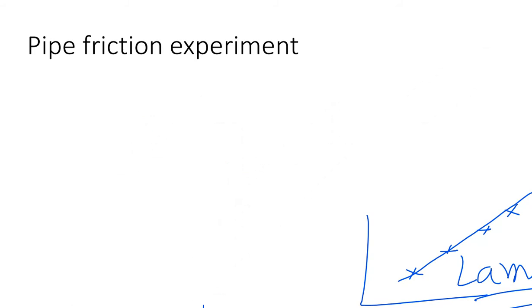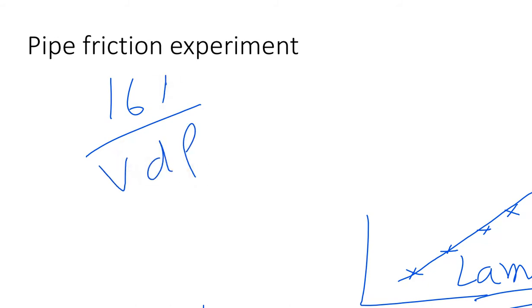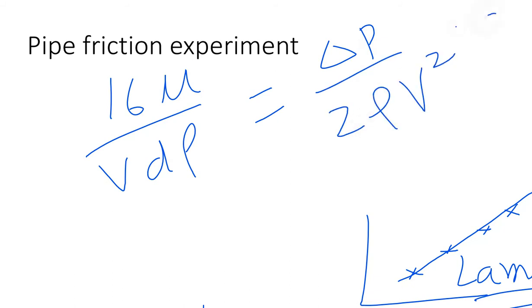So f is 16 over Re, and Re is basically V D rho over mu. Okay, I'm not going to solve it completely. I will leave it for you. Please do the analysis with pen and pencil. So this is 16 over Re, and then we have delta P over 2 rho V squared, D over L.